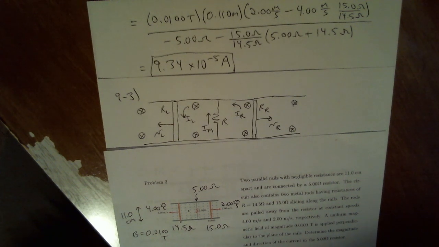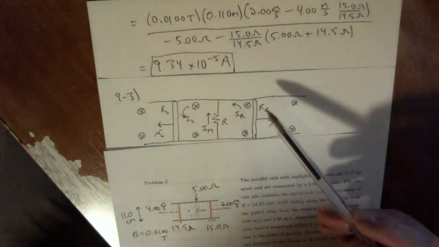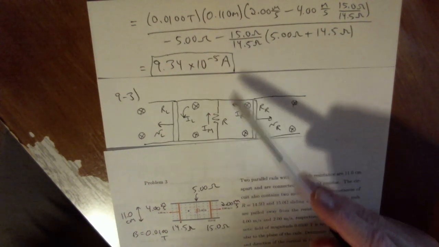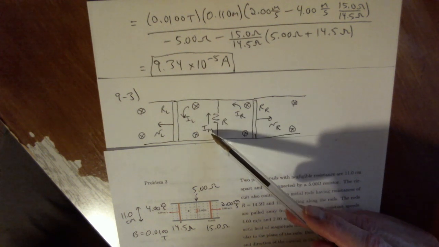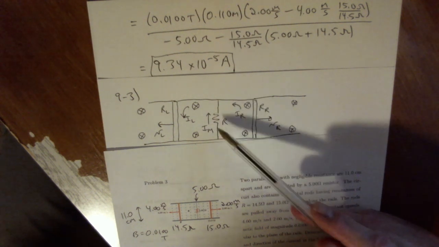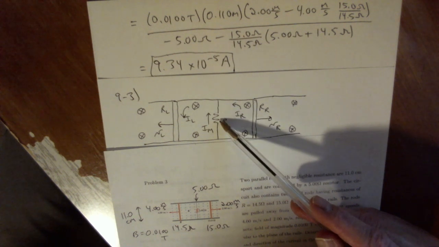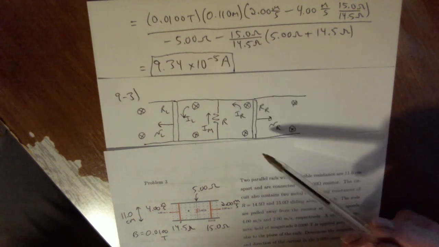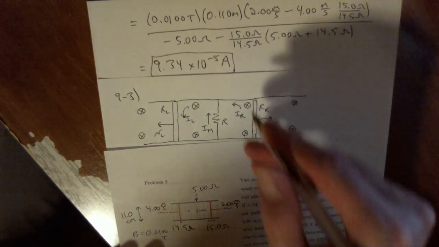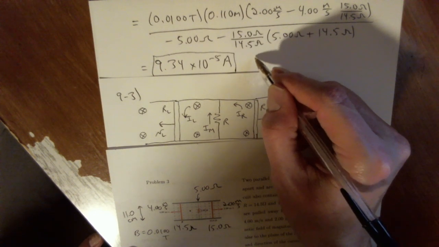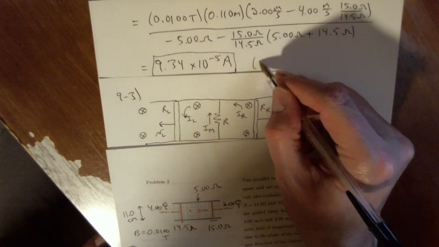Just a quick postscript to the problem. Here is the information written out a little bit more clearly, and the direction of the current. Notice that the answer is positive for I middle, meaning that the current is going up in this diagram through the resistor with resistance R. So the direction is up.